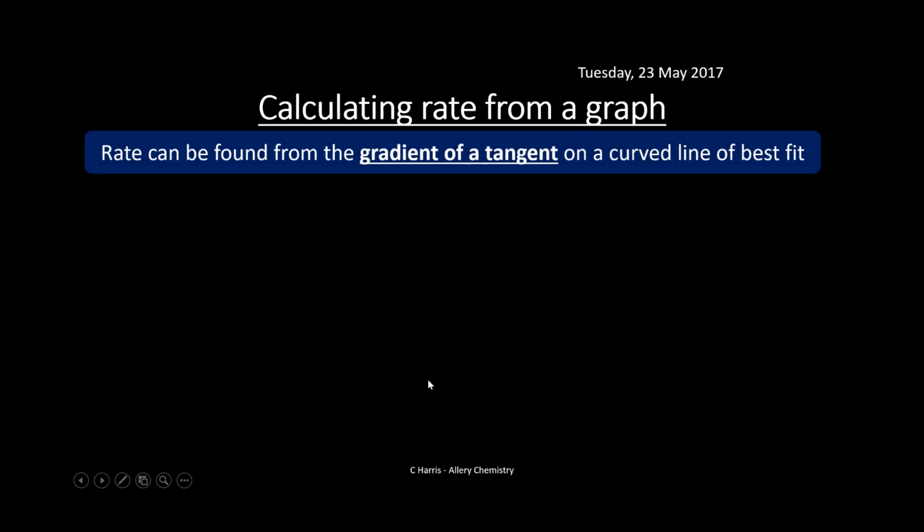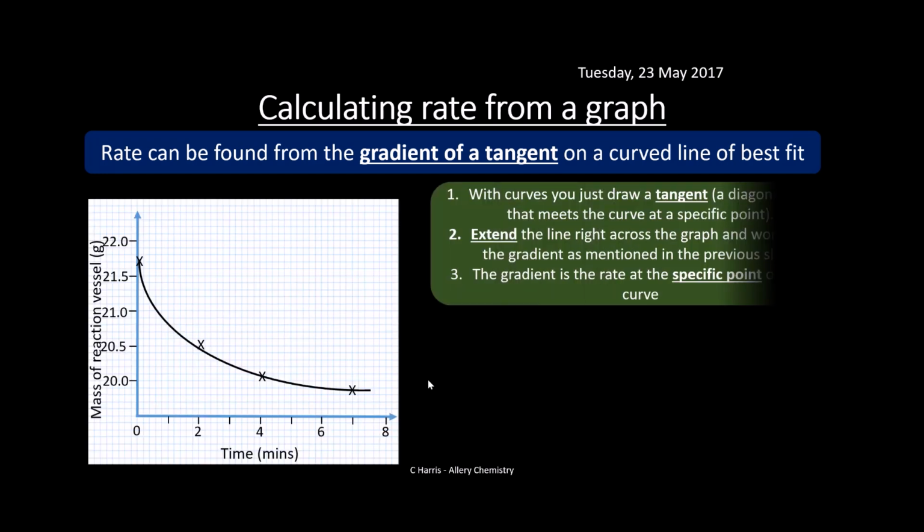Okay, sometimes you don't get straight lines though, and we get curves. We have to draw a line of best fit. So what we have to do is work out the gradient of a tangent for something like this. So it's getting very mathsy here. So with curves, obviously we draw a tangent, which is just a diagonal line that meets a very specific point on that curve. We extend the line right across the graph, and that allows us to work out the gradient. And the gradient is just the rate at that very specific point on the curve. Okay, we can't say that the rate is the same because it's obviously curved. The rate is changing as we go along.